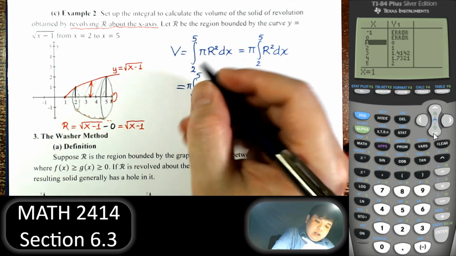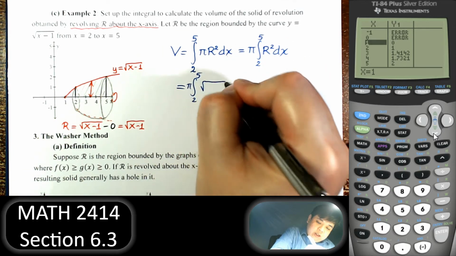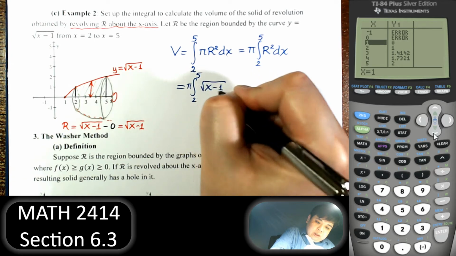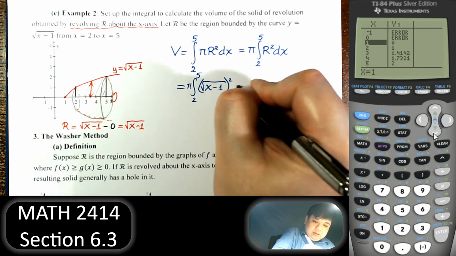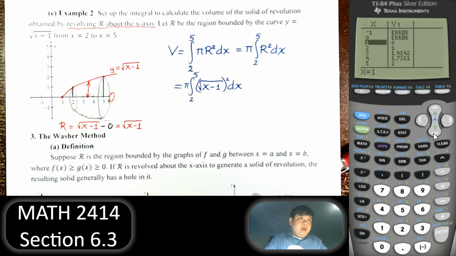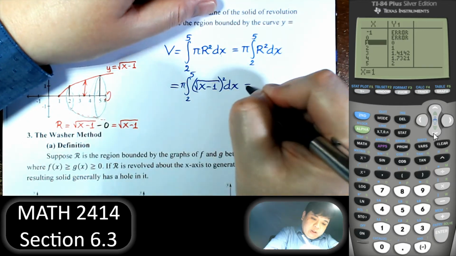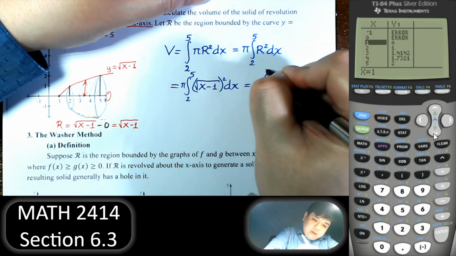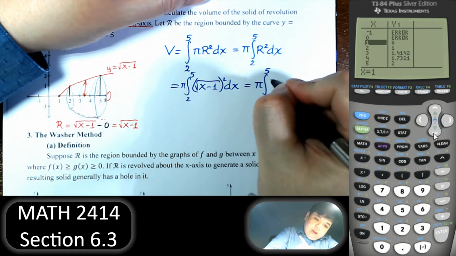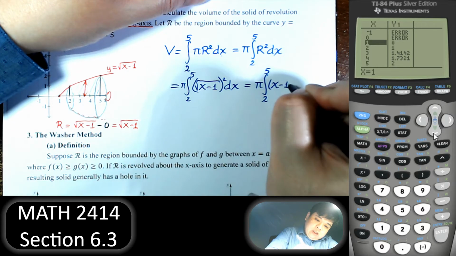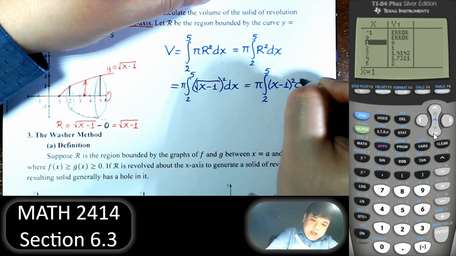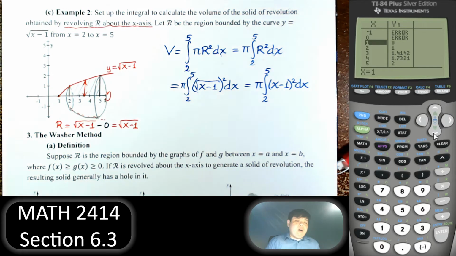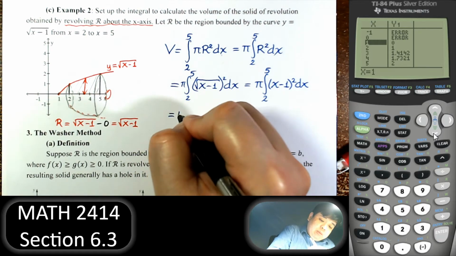The radius r is square root of x minus 1. And then we square that. Square and square root cancel out. A square undo the square root. x minus 1 square dx. I'll just do it by hand here. I'll keep the pi outside.